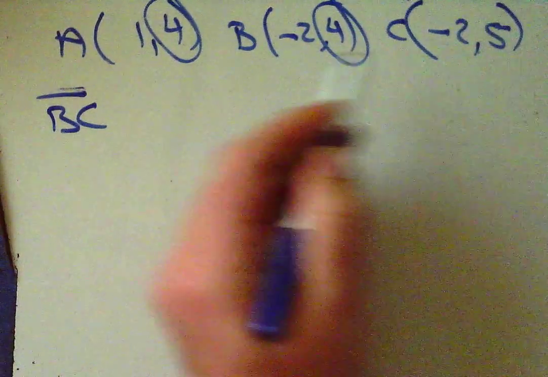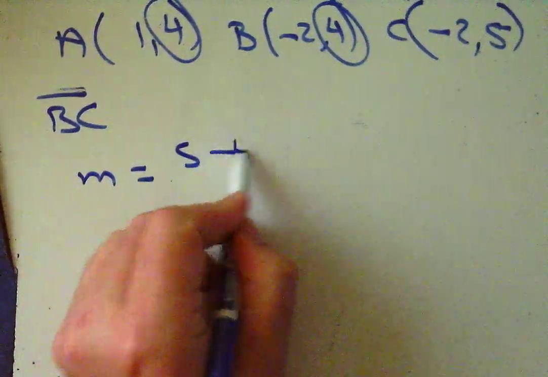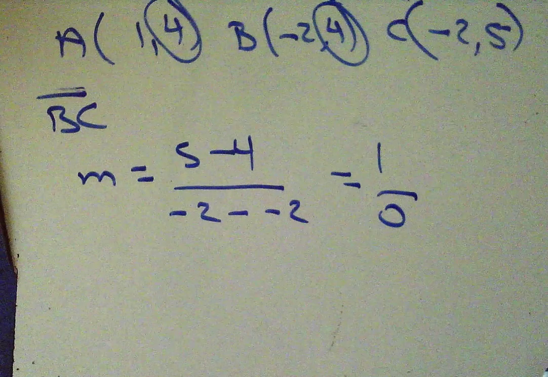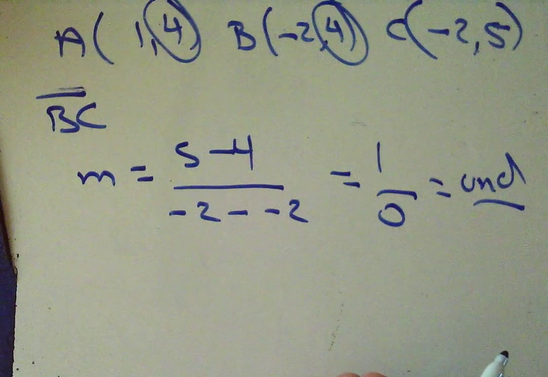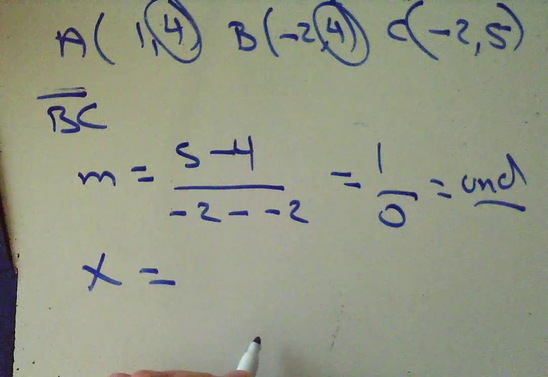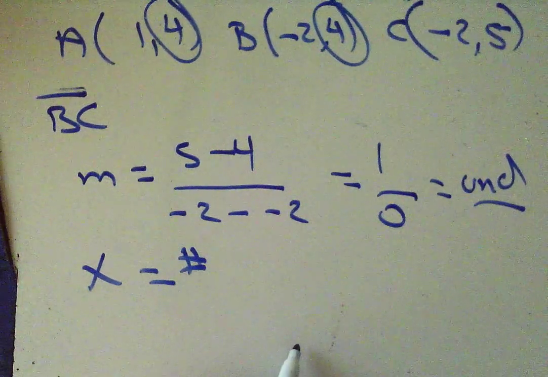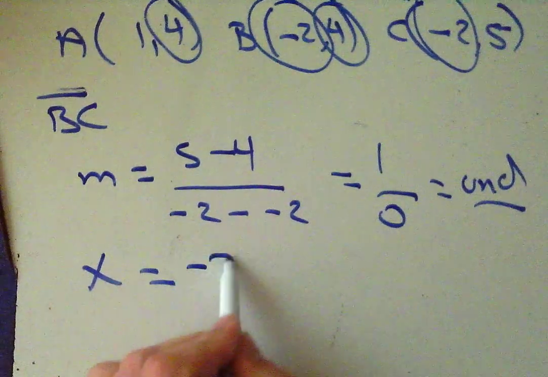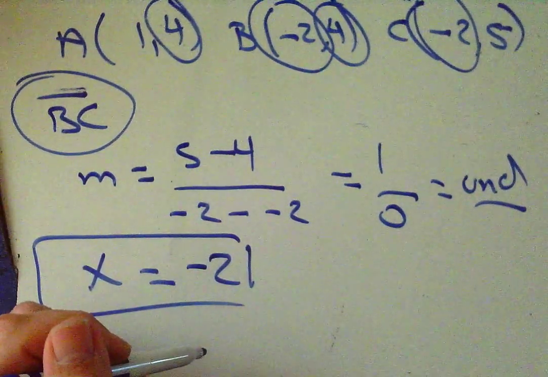We're going to use these ordered pairs now. Again, the first thing I need to do is find the slope. 5 minus 4 over negative 2 minus negative 2. I get 1 over 0. Uh-oh, 0 in the denominator. That's an undefined slope. What kind of line has an undefined slope? Remember, x equals a number. x equals a number is the equation of the line with an undefined slope. What number? Well, look, both of those x's have negative 2. So the equation of the line segment BC is x equals negative 2.